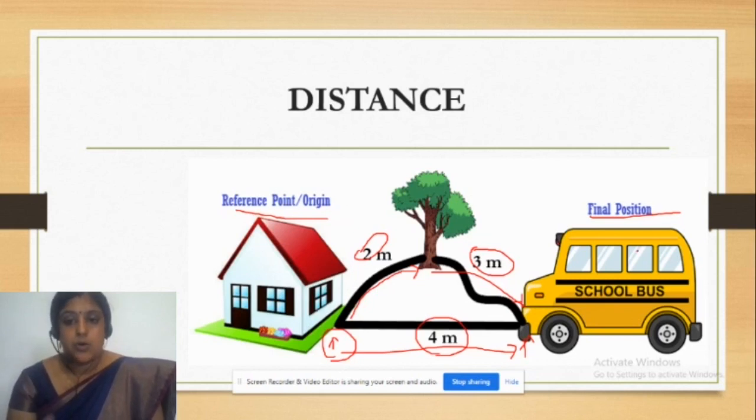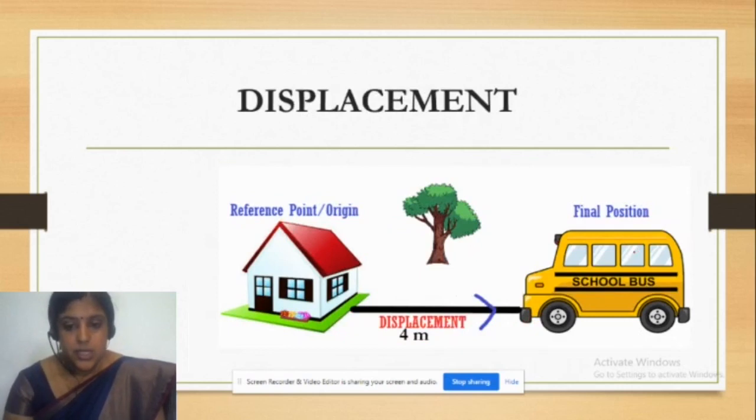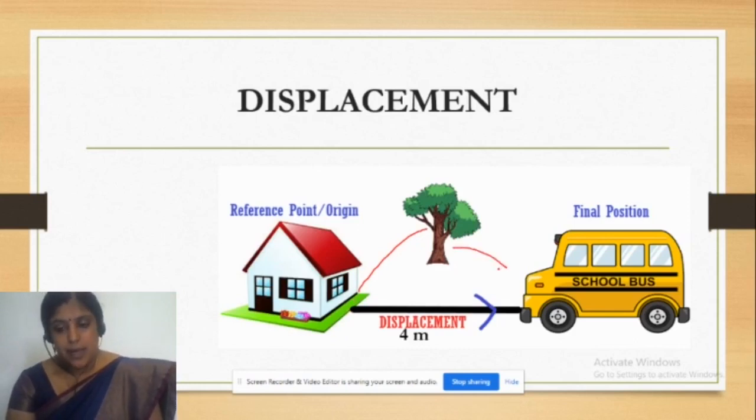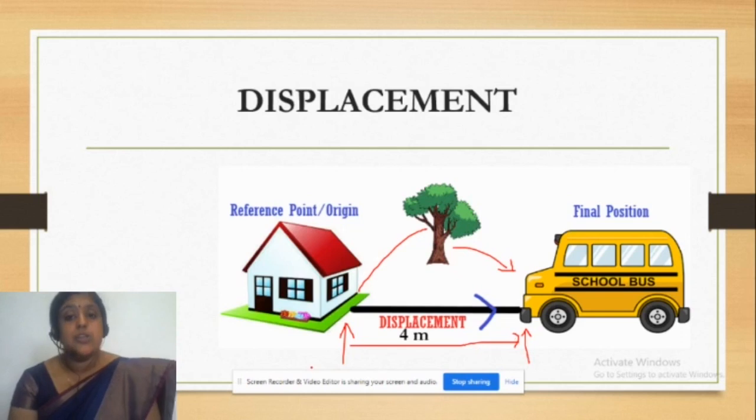So what is displacement? See, I told you that the student can go to the tree. He can start from his home, go to the tree, and then come back and enter the school bus, right? Instead of going along this path, he can start from his home and travel along a straight line to the school bus. This straight line will be the shortest distance between his home and the school bus.